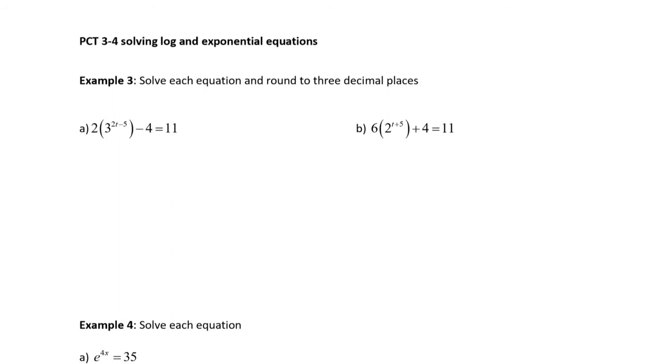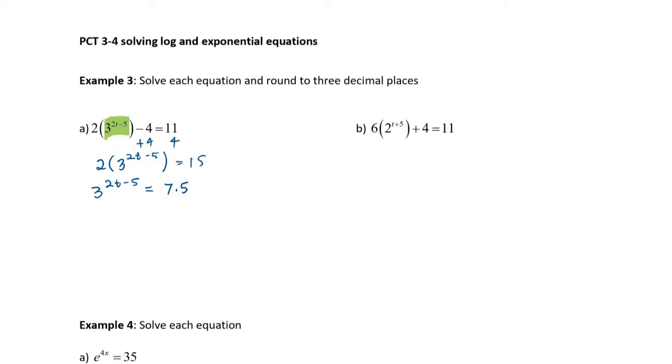To start here, I need to isolate this term, because once that term is isolated, my exponent, which is a variable, I can then use logs in order to get that variable down from the exponent, and I can solve it. So to start, I'm going to add 4 to both sides. So I now have 2 times 3 to the 2t minus 5 equals 15. I'm going to divide by 2 on both sides. 3 to the 2t minus 5 equals 15 divided by 2, which is 7.5. It's okay to use 7.5 because it's an exact answer, so that's fine.